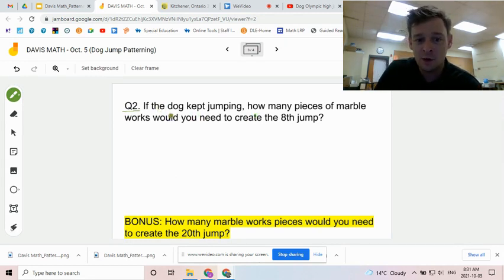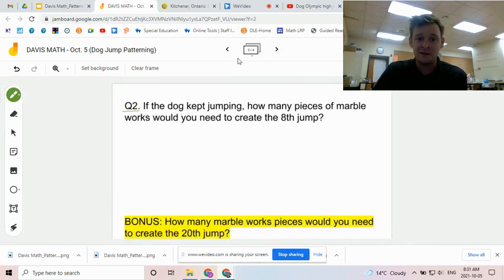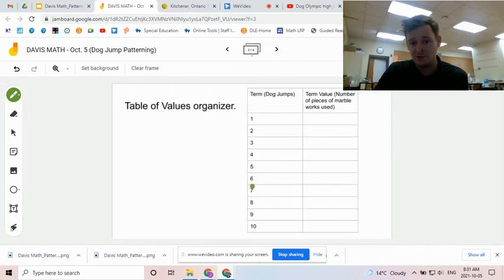how many pieces of MarbleWorks would you need to create the 8th jump? So to figure this out, you're going to want to look at the table of values you created on the first 4 jumps and see if you can find the pattern rule. If you can figure out the pattern rule, then you can extend that pattern. And if you would like, on the 4th page of your Jamboard, there is a bigger table of values, and you could use that table to organize your answers. It goes all the way up to 10 jumps, but you need to know how many pieces are used in jump number 8.